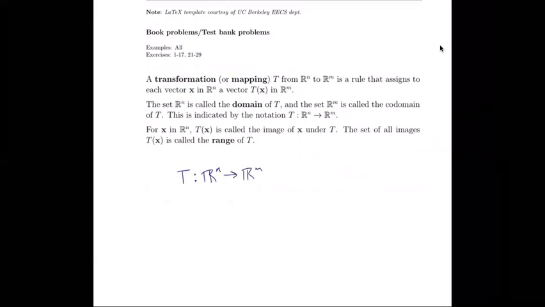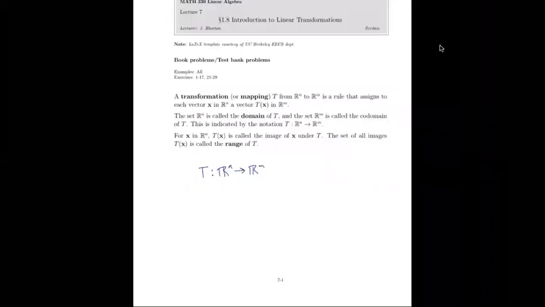So domain and range. There is one subtle point in here I should be clear about. The codomain, Rm, is not necessarily the range unless T happens to cover the entire space. We'll talk about what that means in a later section, but this is actually domain and codomain. So domain and codomain.